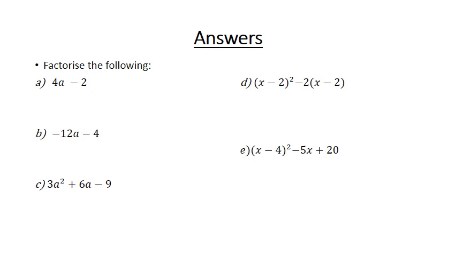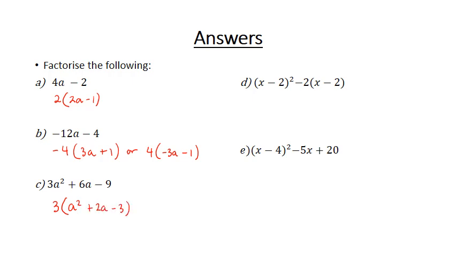First question, the common factor that we need to take out would be 2. So we would end up with 2 bracket 2a minus 1. In our second question, okay, so this is part B. We're looking at a common factor of 4. I might actually use a common factor of minus 4. All right, that would give me 3a plus 1 in brackets. You could have had a common factor of 4, and that would have given you minus 3a minus 1 inside the brackets. In part C, the common factor is going to be a 3. All right, so that leaves a squared plus 2a take 3, all in brackets.